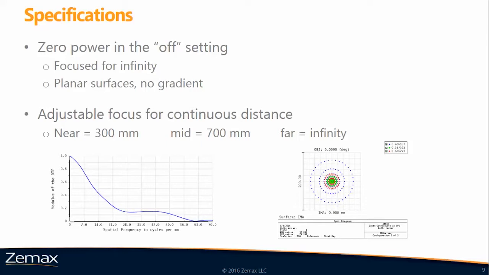This means that the user will remain focused at infinity in the case of a power failure during tasks such as driving. For the design, it means that the liquid crystal lens and its substrates will be composed of planar surfaces, such that the only optical power comes from the index gradient. We want to be able to focus on objects over a continuous distance from what is considered near up to infinity. Representative distances at which we will optimize and observe simulations will be 300 millimeters, 700 millimeters, and 1000 millimeters.